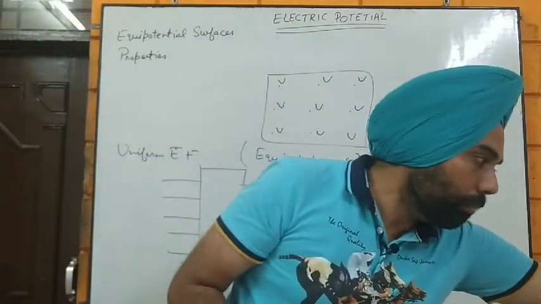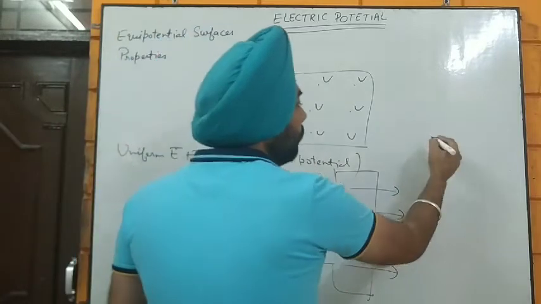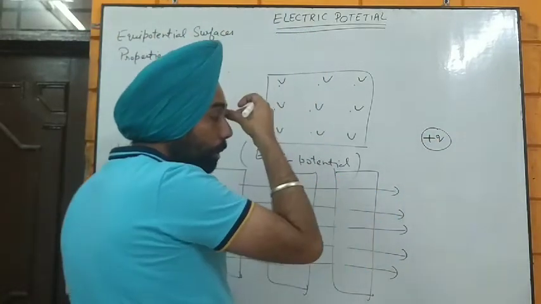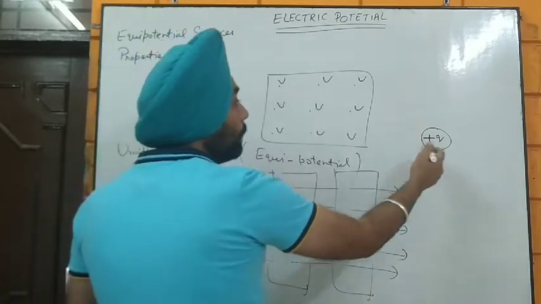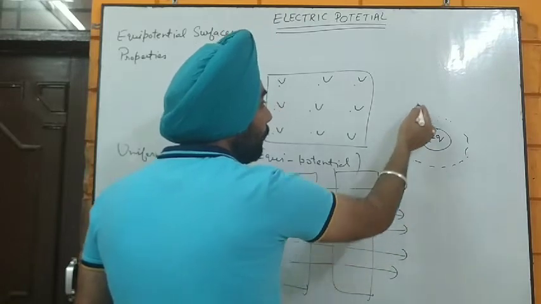So let's say for a point charge. Now suppose a point charge plus Q we have. Obviously, if that is a source charge, then that is generating a field.